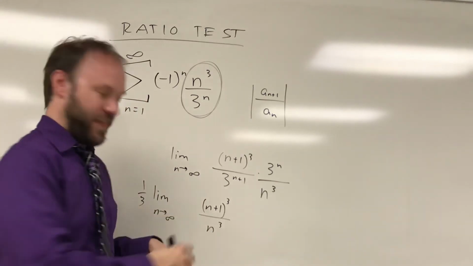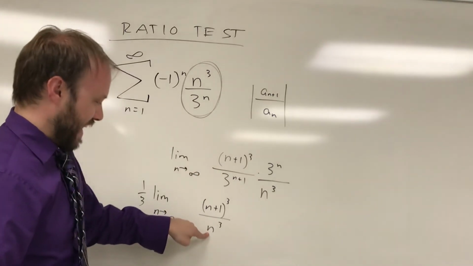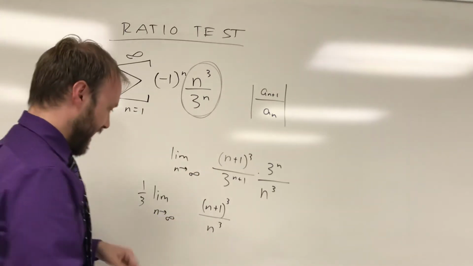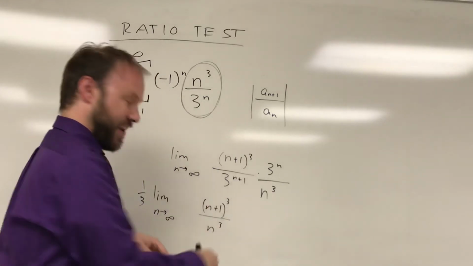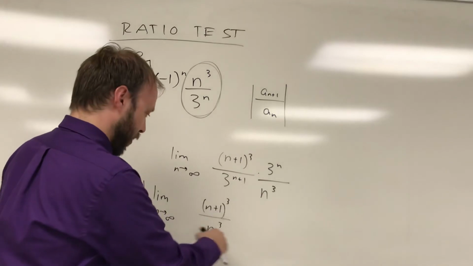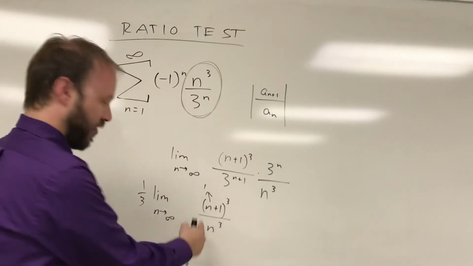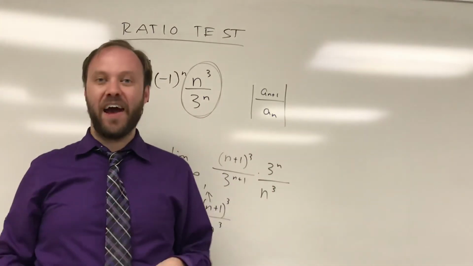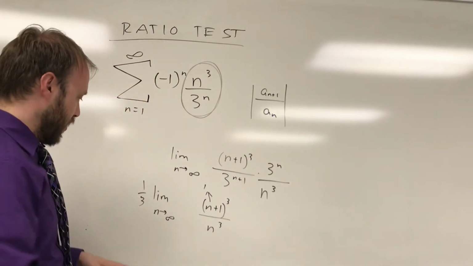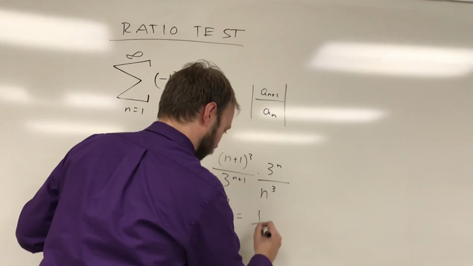Okay, now think about this. This is going to be an n cubed numerator. We're going to have an n cubed denominator. The limit of this thing as n goes to infinity is going to be driven by those highest powers of n. The limit of this whole thing is just going to end up being 1 because you've got n cubed over n cubed. As you go really far out, it's just going to approach 1. So we've got 1/3 times a limit of 1. That limit is just going to equal 1/3.